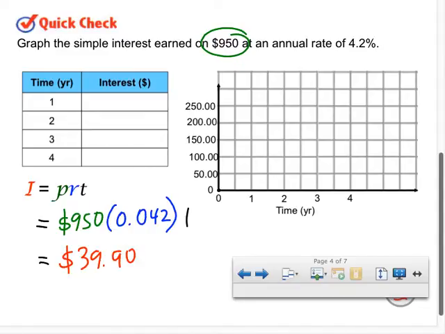Okay. Now, make sure you know how to graph these. What's it going to be in 2 years? Bryce, go ahead. What's it going to be in 2 years? Very good. $79.80. And then 3 years? $119.70. Okay. And then 4 years, what do we got?